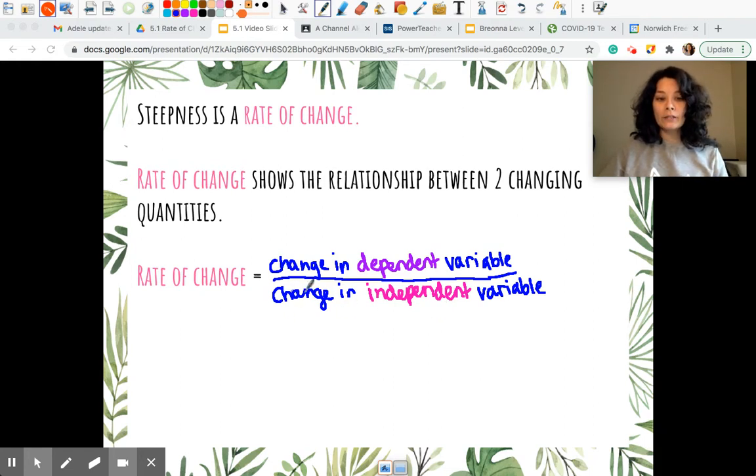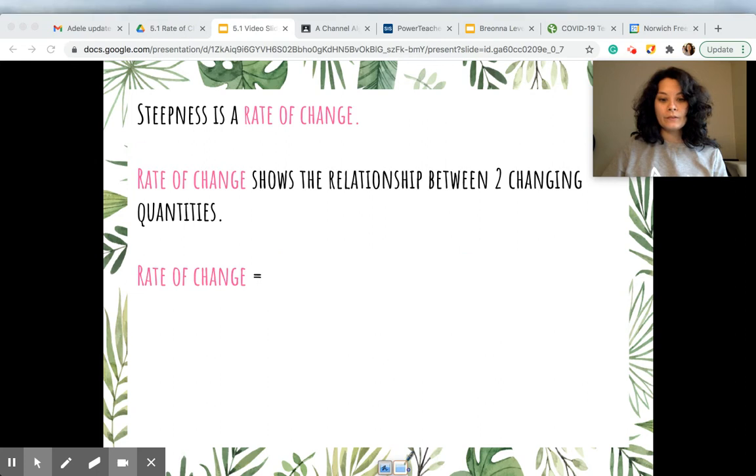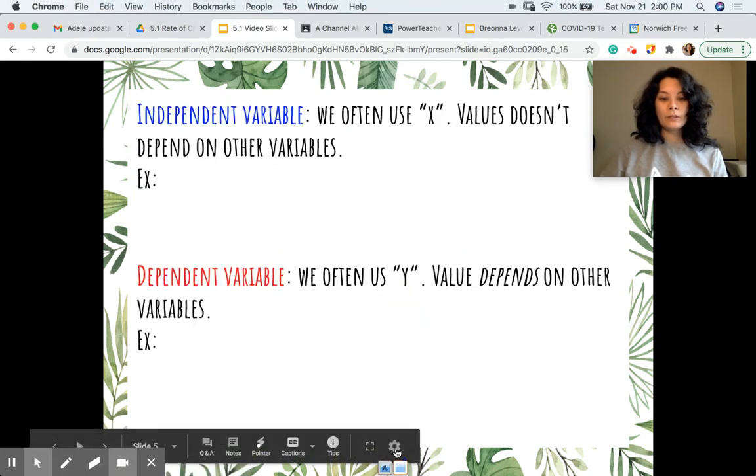And the way that we calculate change is we subtract. Oftentimes, I might abbreviate this giant formula as triangle DV for dependent variable divided by triangle IV for independent variable. This triangle means change. It's actually a delta symbol in math. Okay, so hopefully you've got that formula written down.